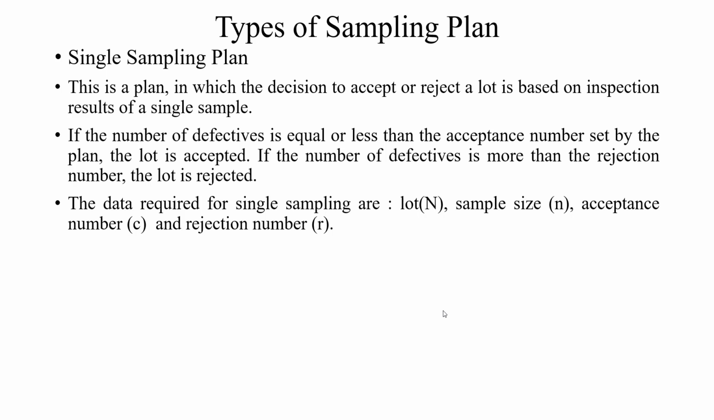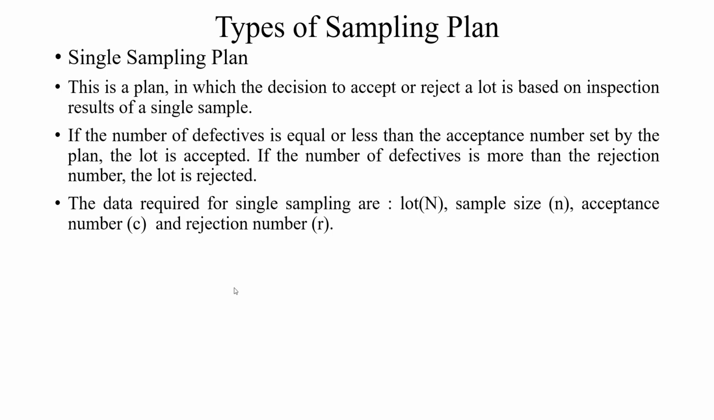So what does an inspector do? He or she just takes one sample from a specific lot, and then after the analysis, after sketching the OC curve, after calculating producer risk and consumer risk, they decide on the basis of that. This is only related to the single sampling plan. If the number of defectives is equal to or less than the acceptance number set by the plan, then the lot is accepted. If the number of defectives is more than the rejection number, then the lot is rejected. So this is a very simple scenario.